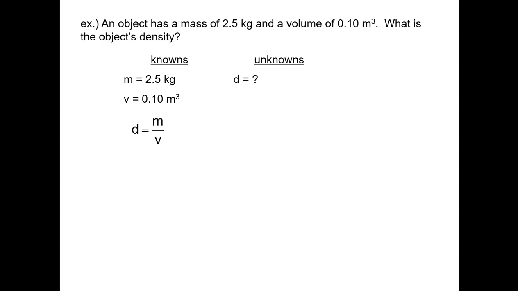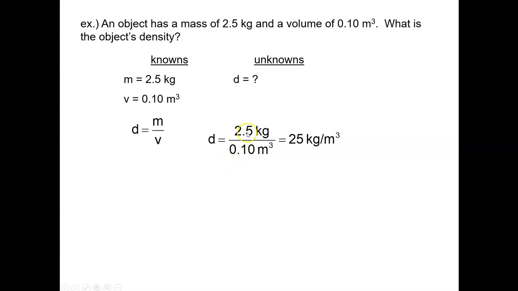My final step here is to go through and show my work. So I actually have to plug in the numbers. 2.5 kilograms has to be plugged in for M. 0.10 cubic meters has to be plugged in for V. So I have to show that. So write it down. Density equals 2.5 kilograms divided by 0.10 cubic meters. So this is showing your work. This is what I mean by showing your work.